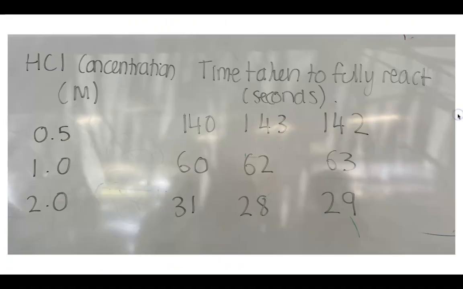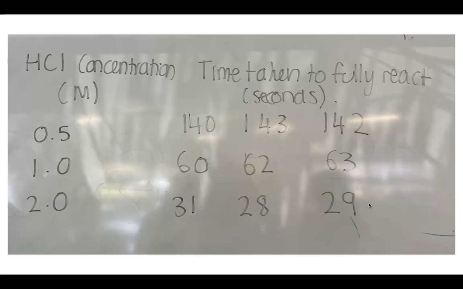So after doing this, there was 3 trials run for 0.5, 1, and 2. So for the 0.5 molar acid, for the first trial that you just saw, it took 140 seconds in total, 143 for the second trial, and 142 for the third. For the 1 molar, it was 60 seconds for the first trial, 62 for the second, and 63 for the third. And then lastly, for the 2 molar acid with the greatest concentration, there was 31 seconds for the first trial, 28, and then 29.